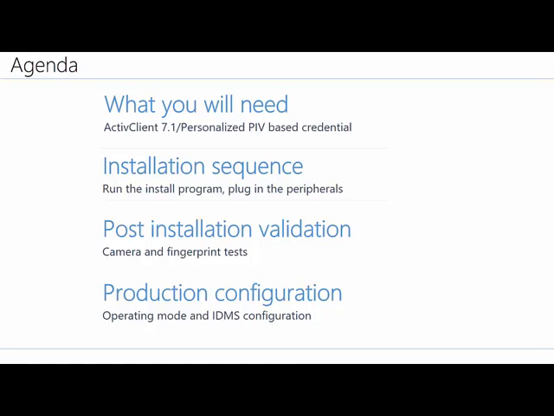After the install is complete, we'll plug in the peripherals to make sure everything is working from the driver and the hardware side. And then we'll step into the post-installation validation. What we'll do there is walk through a quick test to make sure the camera is operational, as well as the fingerprint reader is working properly. And then finally, after we're through with the installation validation, we'll go into configuring your PCA client for production. Specifically, we'll set some operating modes into a production setting, as well as point to your IDMS. All right, let's go ahead and get started.